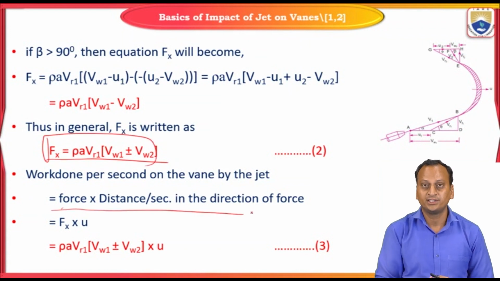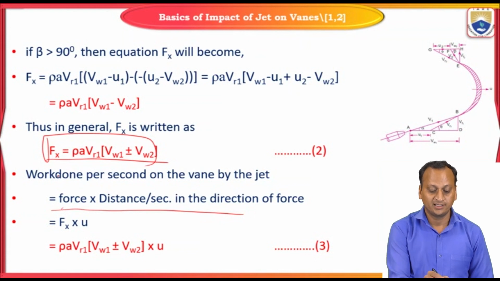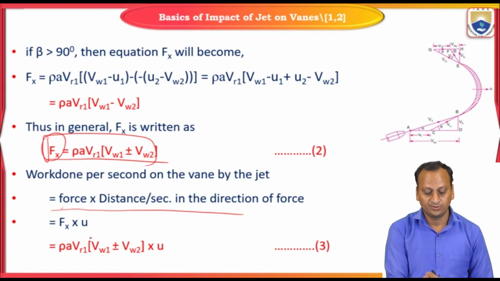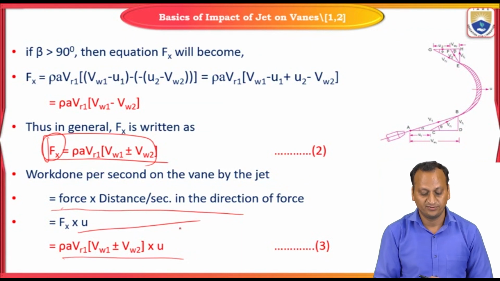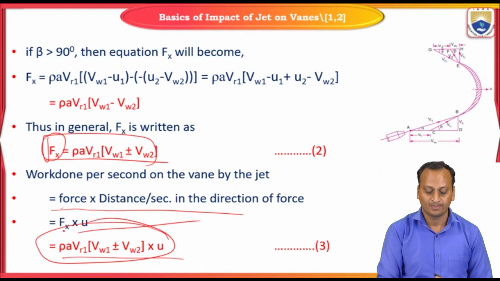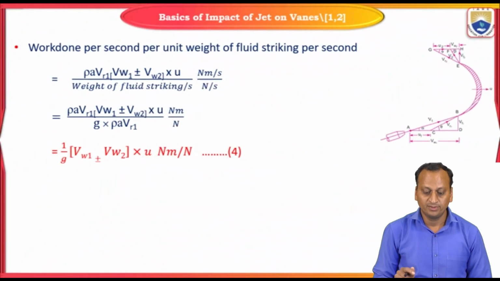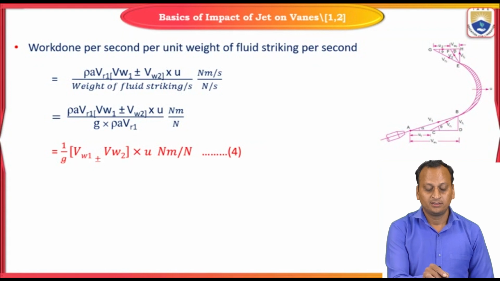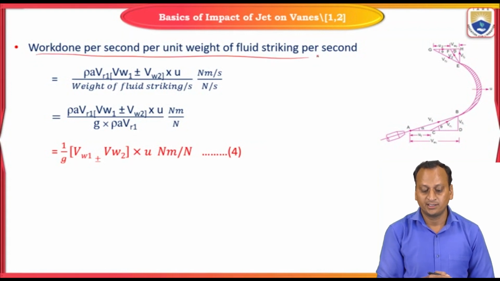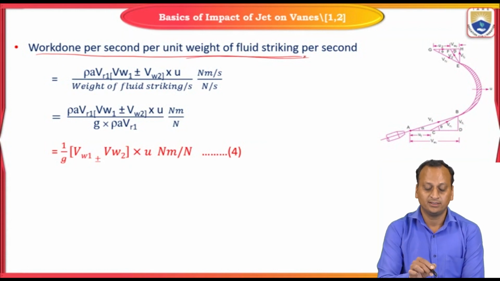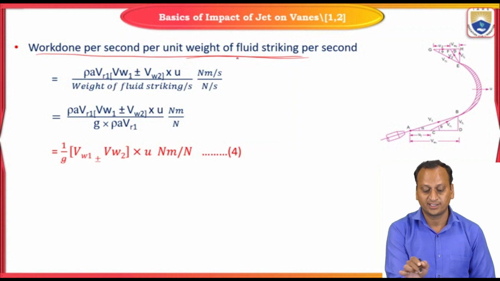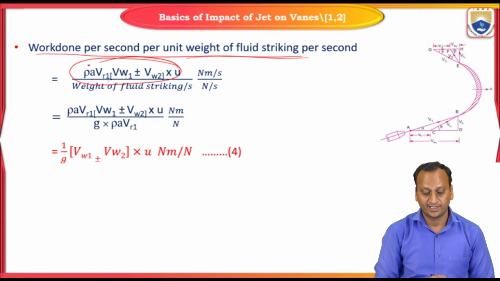Work done is nothing but force into distance per second. That's why we are calculating the force. After knowing the force, the distance moved in the direction of x is u. So Fx into u, then we will get rho A VR1 into (VW1 plus or minus VW2) into u. This is nothing but the work done by a turbine, by a blade. Whenever work done is there, you can find the work done per second per unit weight. That expression is the ratio of work done per second, that is rho A VR1 (VW1 plus or minus VW2) into u. This is the work done per second.